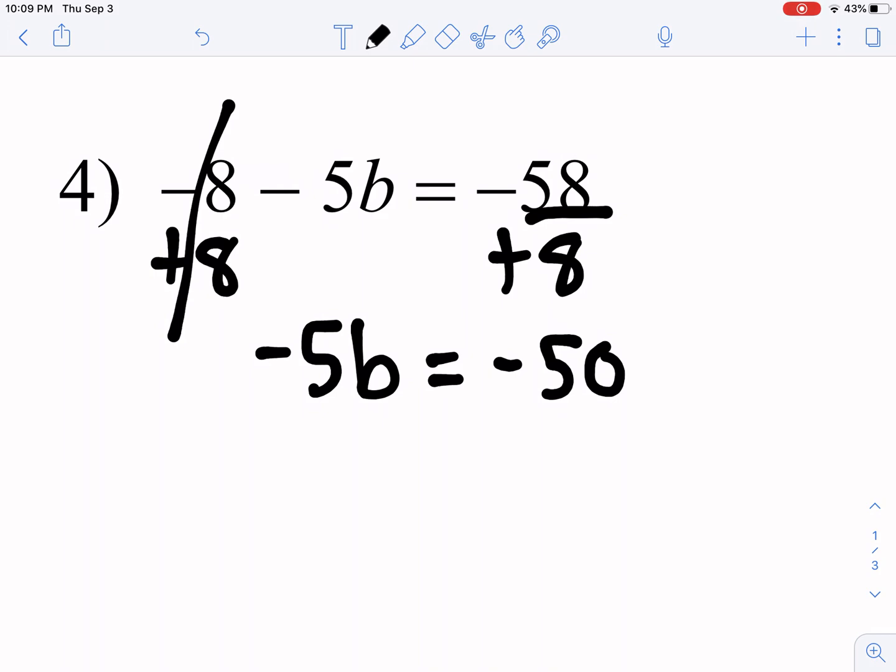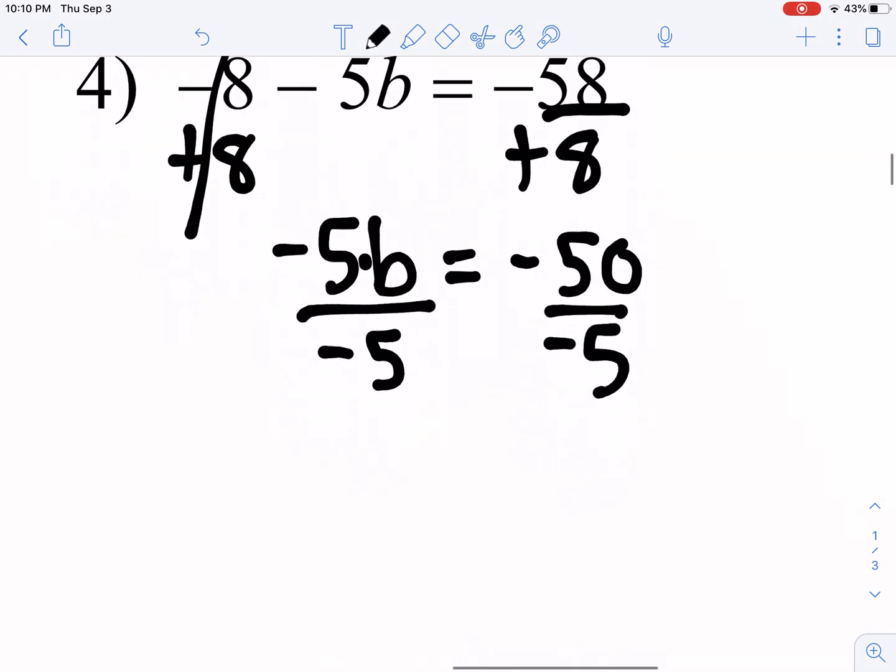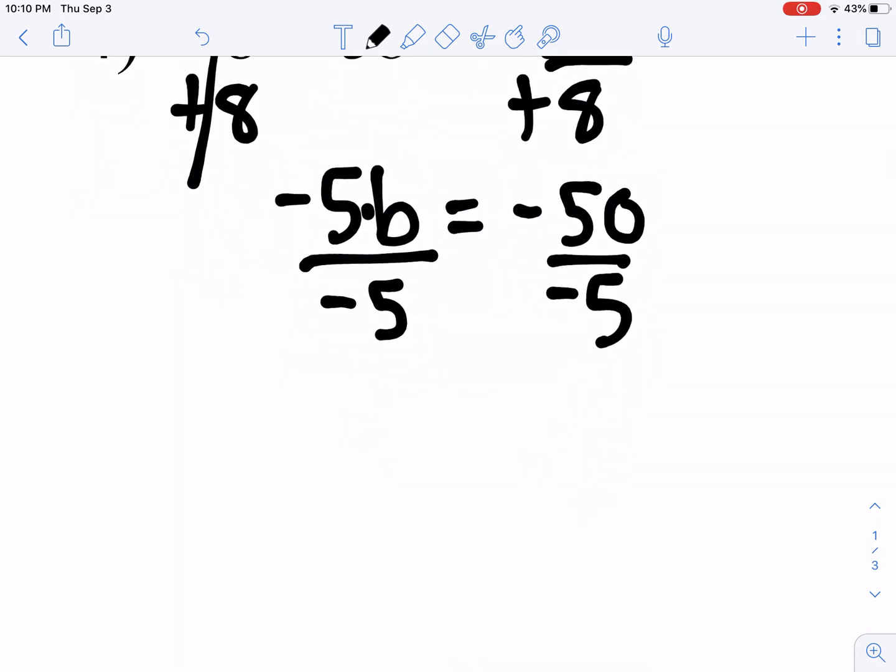So again, I'm in my one-step equation now. I have a negative 5 times b. How do you undo a multiplication? Division. So we're going to divide by a negative 5 to move it to the other side. Whatever I do to one side, I do to the other. My division property of equality. Cancel these guys out, and I get b is equal to, what's a negative divided by a negative? Positive. So I get 50 divided by 5 is 10.